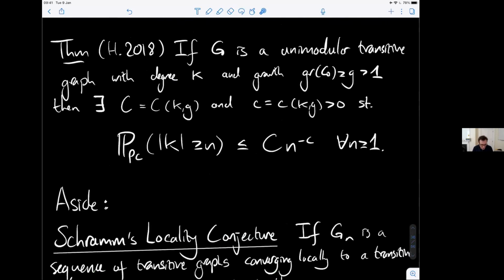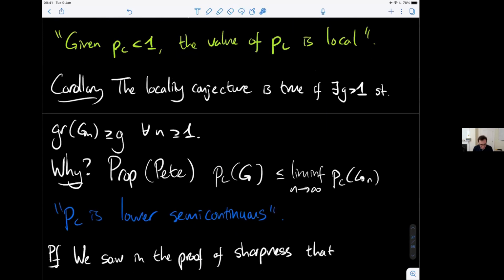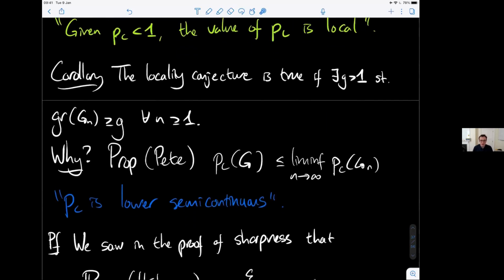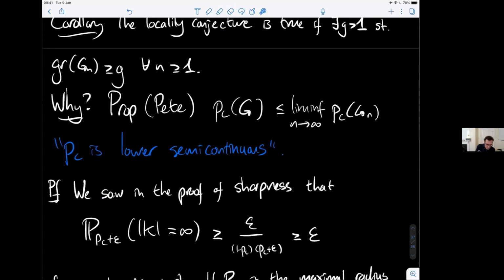And as I said, a corollary of this theorem, and really the important thing here is that the constants only depend on the degree and the growth, is that the locality conjecture is true, provided that all the graphs you're looking at have exponential growth and the growth rate is bounded away from 1. Okay, so if there exists g strictly bigger than 1 so that the growths are all bigger than g, then the locality conjecture holds. Okay, so let's briefly explain why this is.